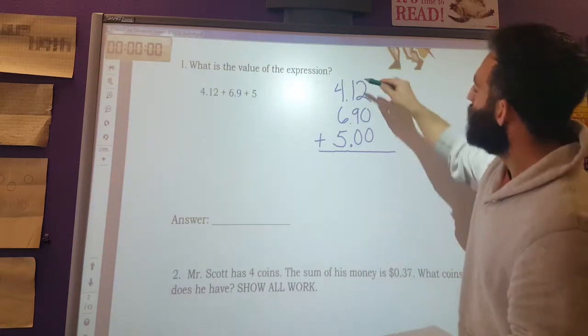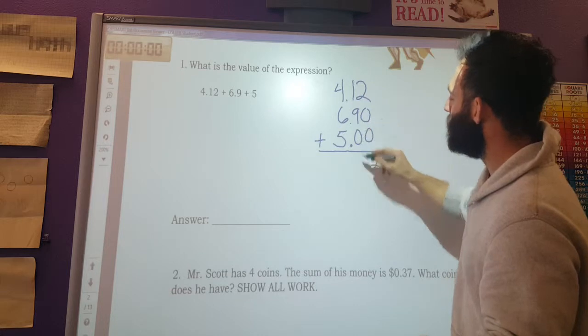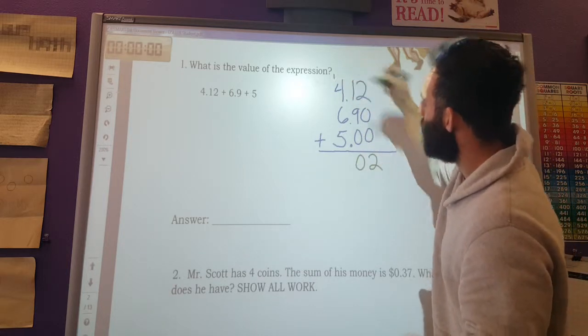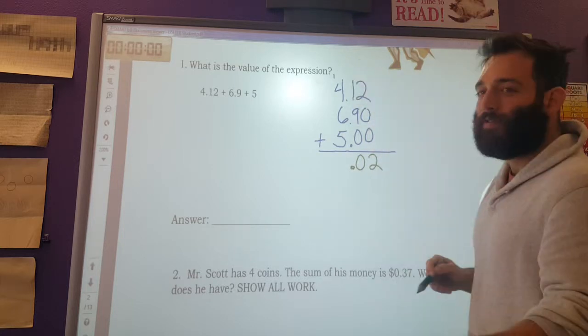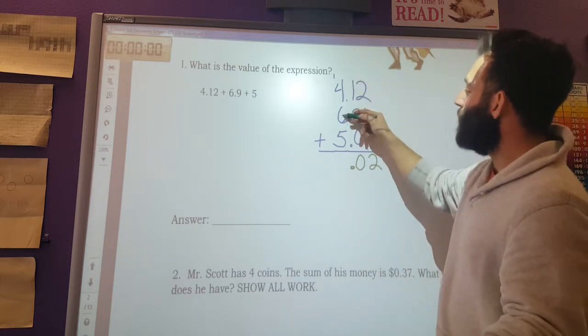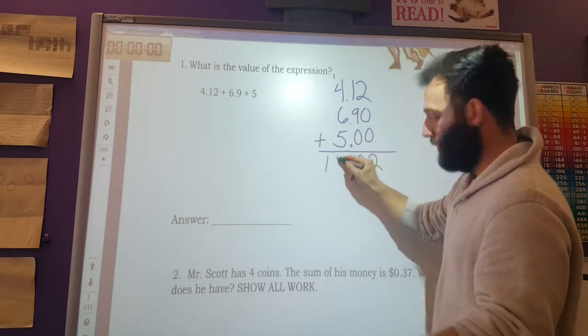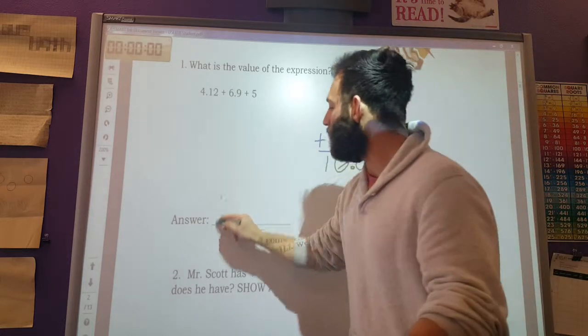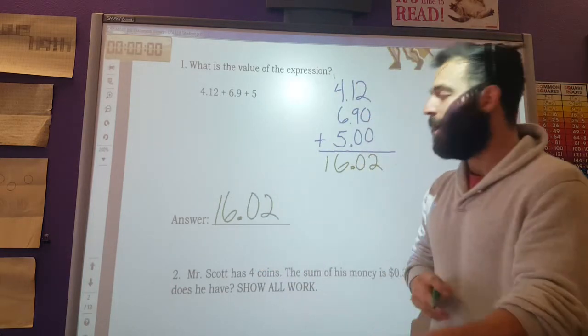I've got 2 plus 0 is 2. 1 plus 9 plus 0 gives me 10, and I carry the 1. Bring down my decimal point. 1 plus 4 is 5. 5 plus 6 is 11. And 11 plus 5 gives me 16. For an answer of 16 and 2 hundredths.